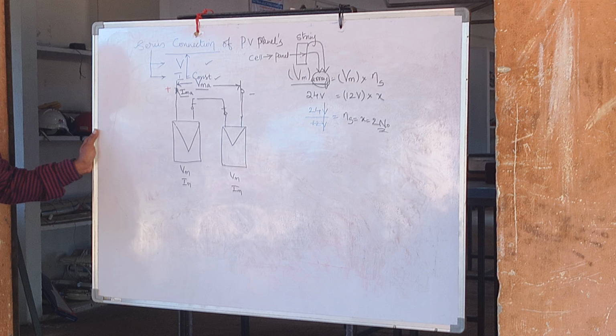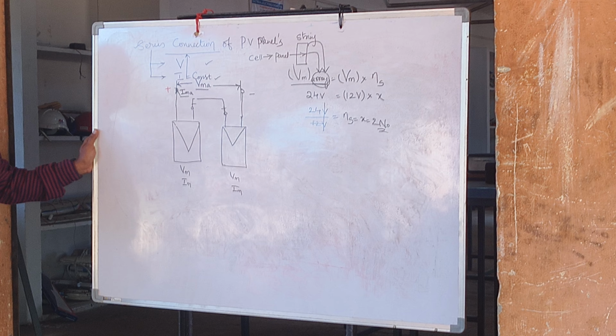Now I want to calculate how many solar panels are connected in series. That's also very important, so you will get problems on how many panels are connected in series. We do the series connection only to enhance voltage, but the current remains the same. Let's try to find out the formula.